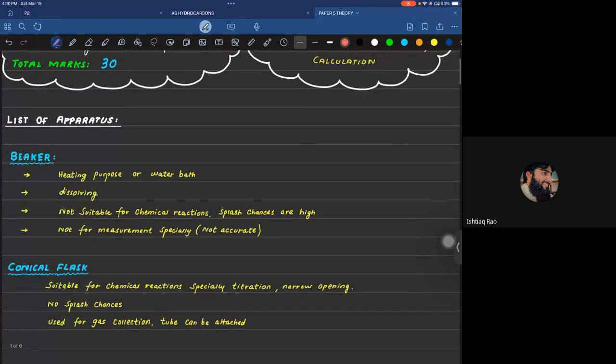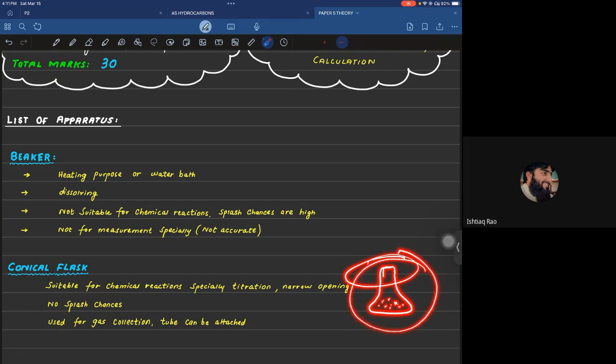And then conical flasks are suitable for chemical reactions. This is a conical flask. You can see it has a narrow opening. So once you mix the two substances over here and they react together, even if the reaction is exothermic, the chance of splash of the liquid is minimum in a conical flask. So that's why they are suitable for chemical reactions, especially titration.